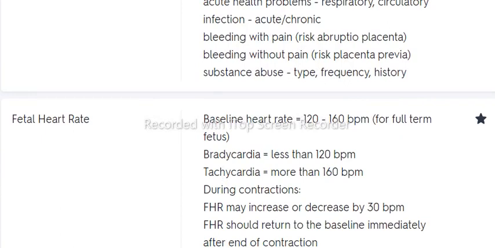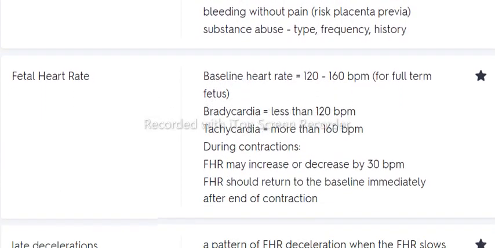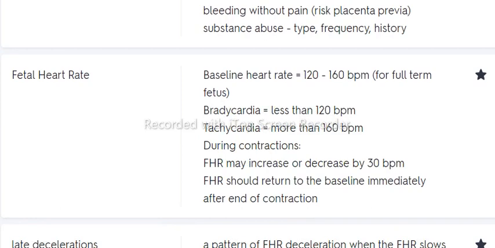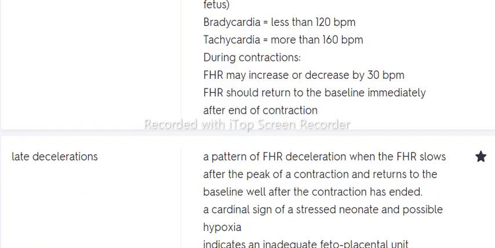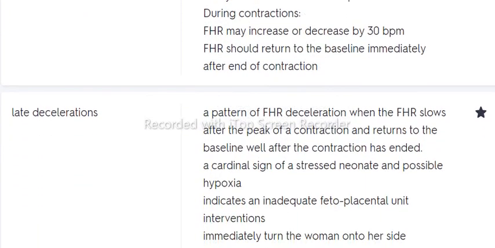Fetal heart rate. Baseline heart rate equals 120 to 160 bpm. Bradycardia equals less than 120 bpm. Tachycardia equals more than 160 bpm. During contractions, FHR may increase or decrease by 30 bpm. FHR should return to the baseline immediately after the end of contraction. Late decelerations.